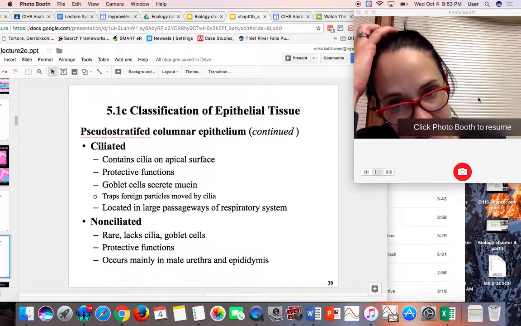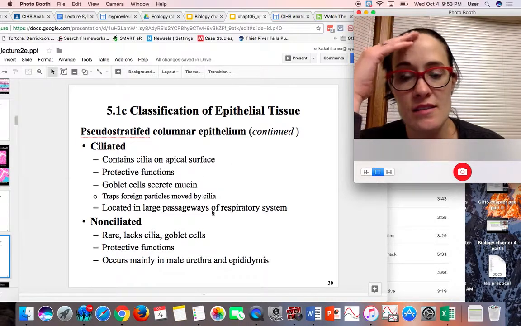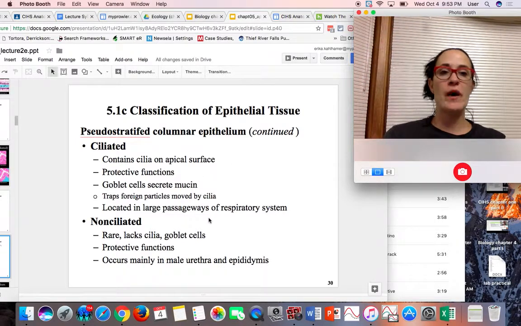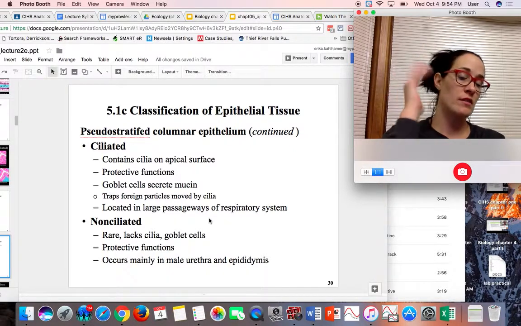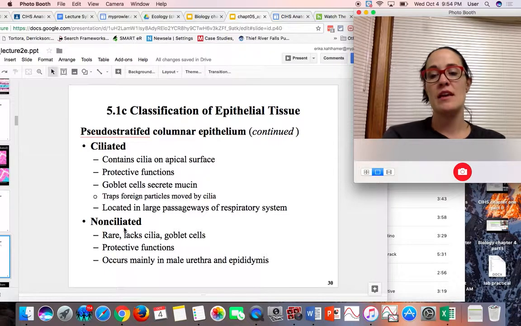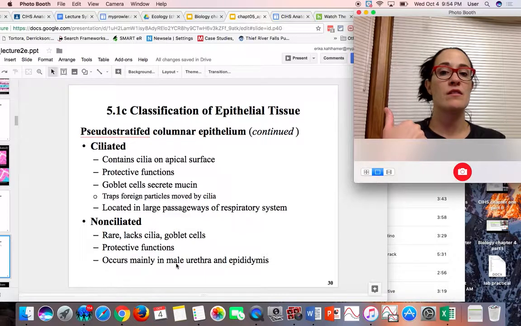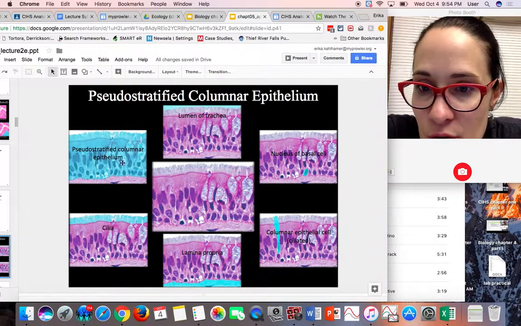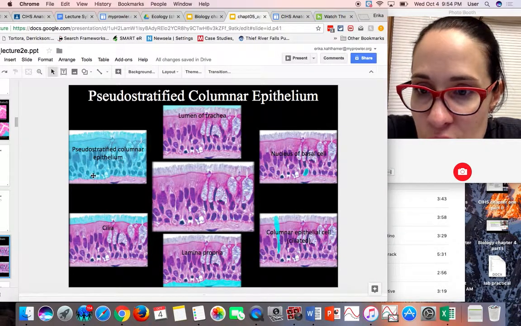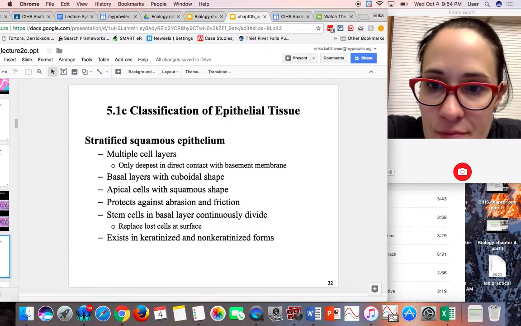Ciliated have mucus cells. They're going to trap foreign things. Where do we find this? Large passageways of your respiratory system. So like your trachea. And it's going to get the mucus. The cilia is going to beat up in this case. Non-ciliated are very rare. Protective functions. We're going to see it in the male urethra and the epididymis, which is the male reproductive system. Here's what it looks like. Pseudostratified. See the nuclei are at different locations. And we see the cilia.